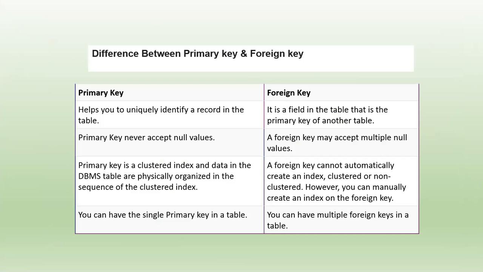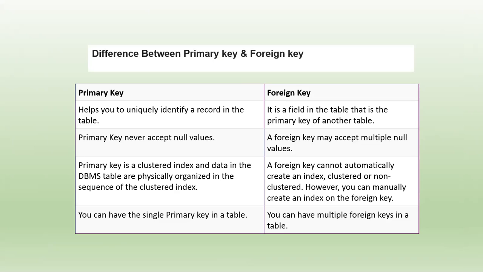Next topic is the difference between primary key and foreign key. Primary key helps to uniquely identify the record in the table. Foreign key is a field in the table that is the primary key of another table. Primary key never accepts null values. Foreign key may accept multiple null values.